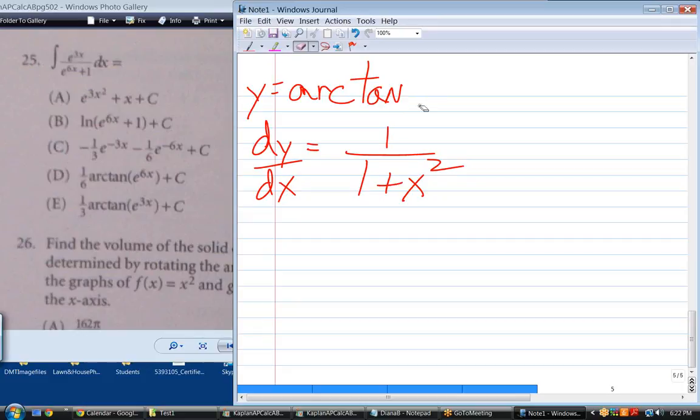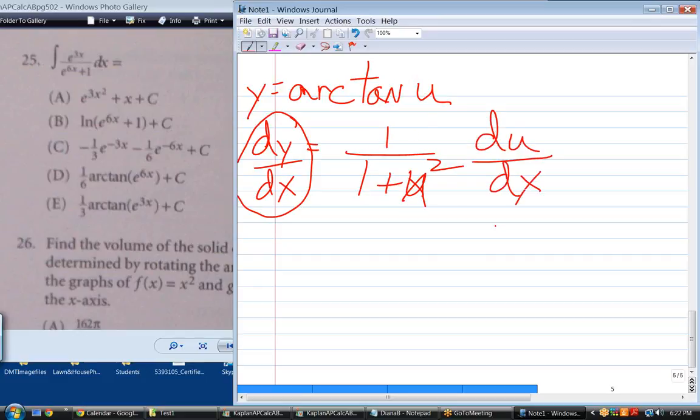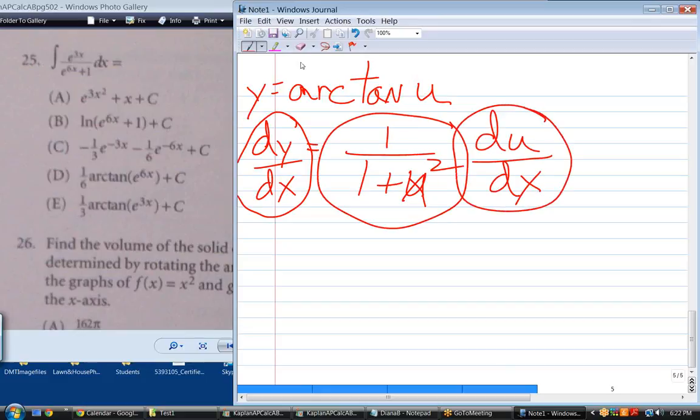Let's say that my function was arctan of u, and I wanted dy dx. Well, I got to take dy du, which is this, times du dx. And that will give me dy dx. But that's the same thing as the chain rule. Derivative of the outside times the derivative of the inside.